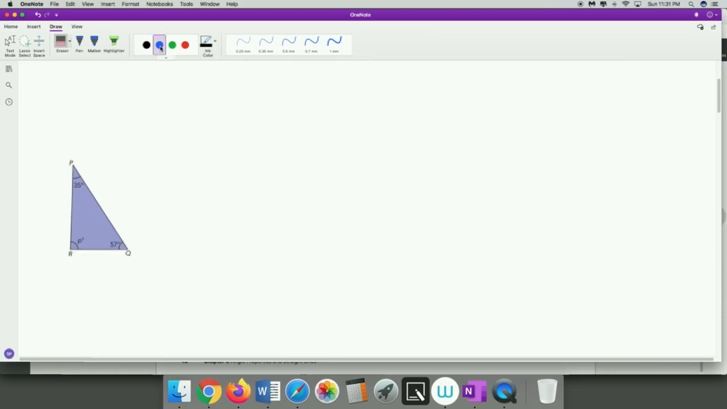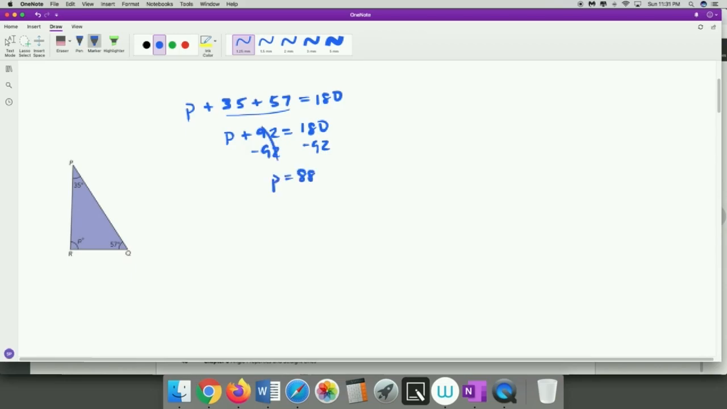Next one. Our equation here, again, these three angles together are 180, so I can just say P plus 35 plus 57 equals 180. Combine like terms here, that becomes P plus 92 equals 180. I then subtract that 92 from both sides and wind up with P equal to 88, which is an acute angle. That P is close to a right angle, but it is acute, so we're good.